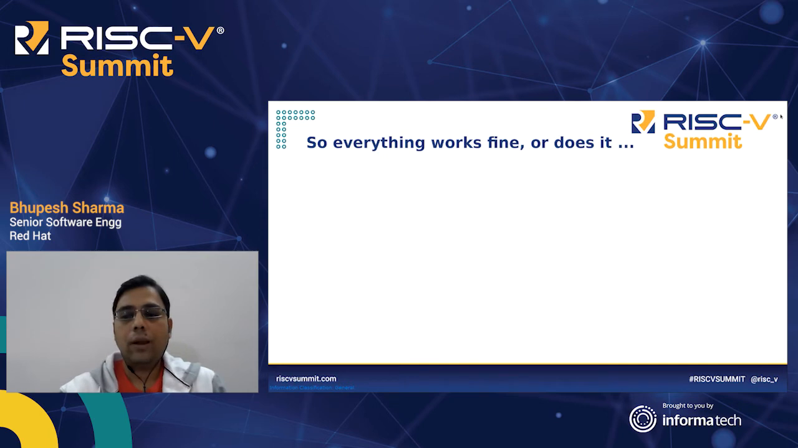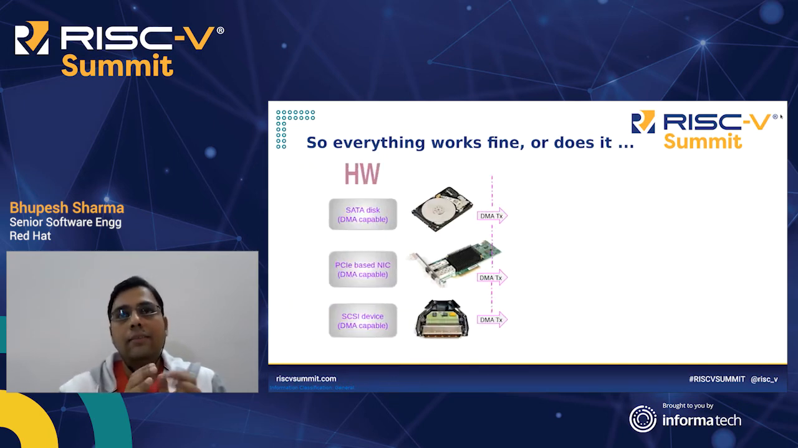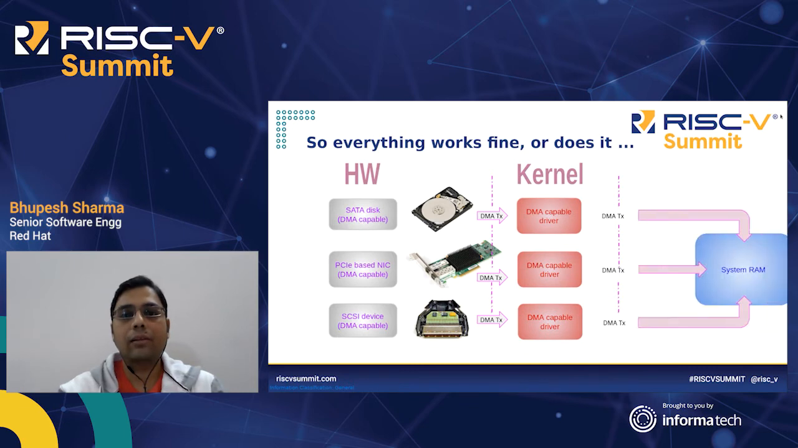So what happens is, let's consider that we have some DMA capable hardware. It can be a SATA disk, it can be a PCI based NIC card, or it can be a SCSI device. Now, to handle such DMA capable hardware devices, in the kernel we have low level kernel drivers, device drivers, which are also DMA capable. So these are responsible for routing the DMA transfers all the way up to system RAM. Something like this.